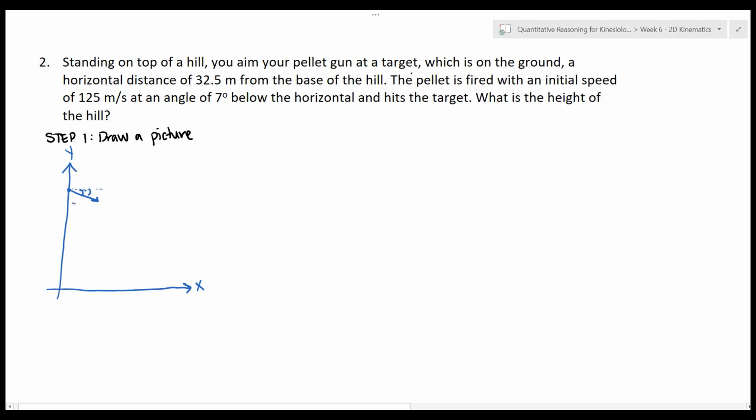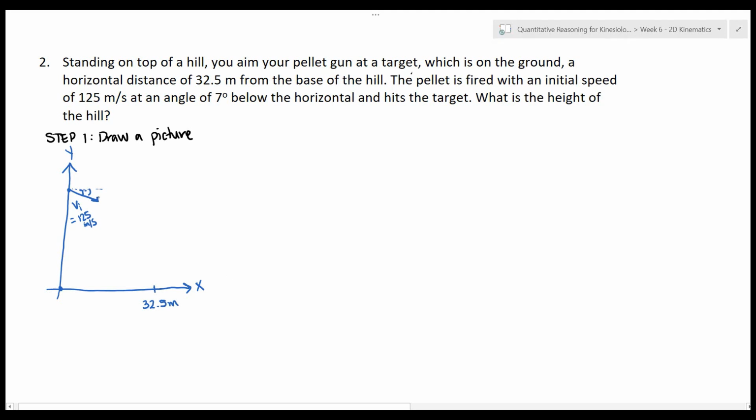Okay, so our V initial is equal to 125 meters per second. The pellet is fired with an initial speed of 125 meters per second at an angle of 7 degrees below the horizontal and hits the target. And the target is on the ground, a horizontal distance of 32.5 meters from the base of the hill. So this is the base of the hill down here. So the target is 32.5. We're just estimating where that is, 32.5 meters horizontally from the base of the hill.